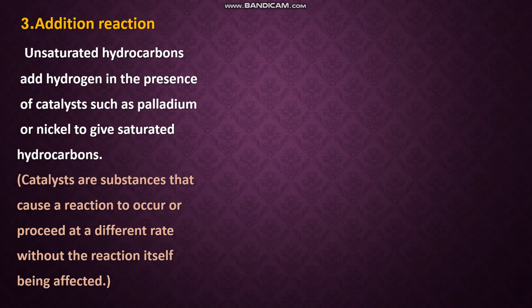So what is a catalyst? It is a substance that causes a reaction to occur or proceed at a different rate. That means the reaction rate is increasing, speed is increasing or decreasing here, without the reaction itself being affected, but it is not taking part in the reaction. So without taking part in the reaction, a catalyst changes the rate of the reaction. That is called a catalyst. So here this addition of hydrogen to an unsaturated compound, that is carried out in the presence of which catalyst? Either palladium or nickel or platinum also can be used.